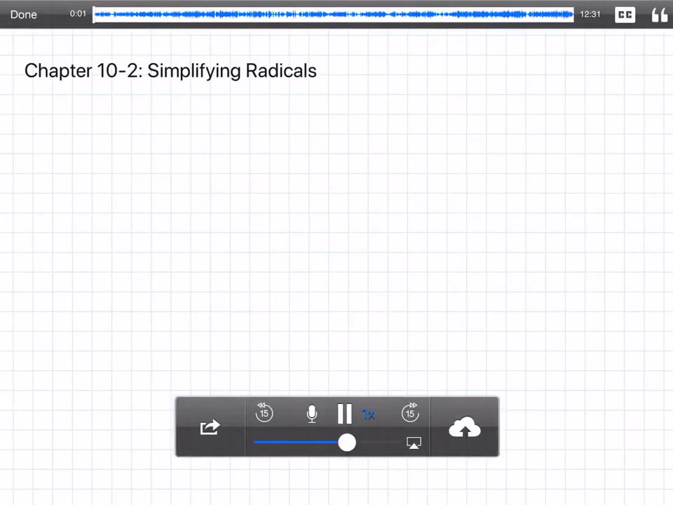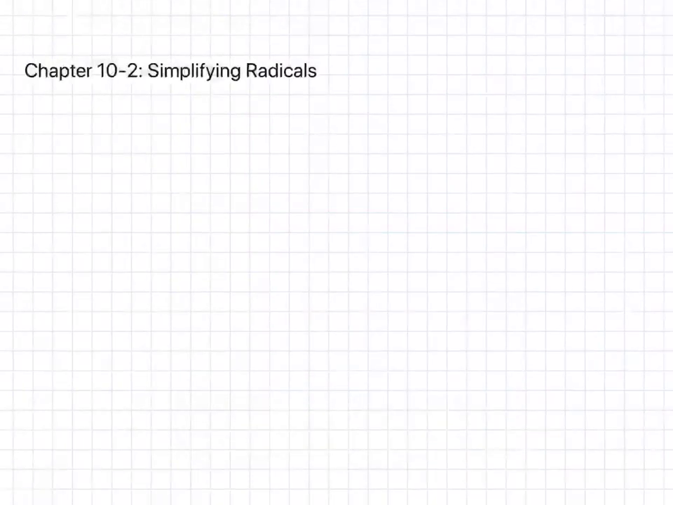Hi guys, we are starting chapter 10, lesson 2, simplifying radicals. In order for the radical to be simplified, we need to know several things. For this lesson, you don't need a calculator, but we do need to know what a perfect square means.